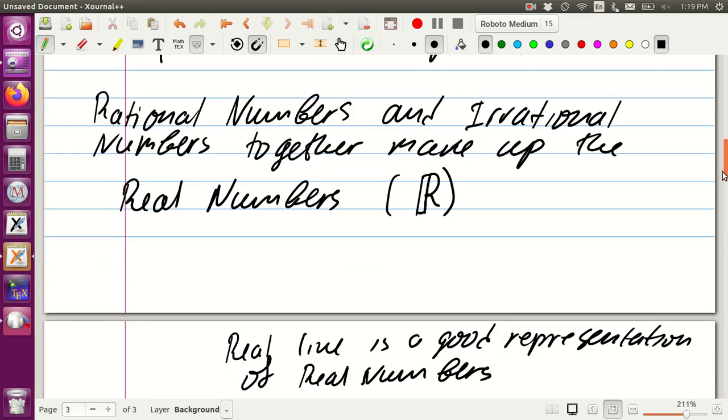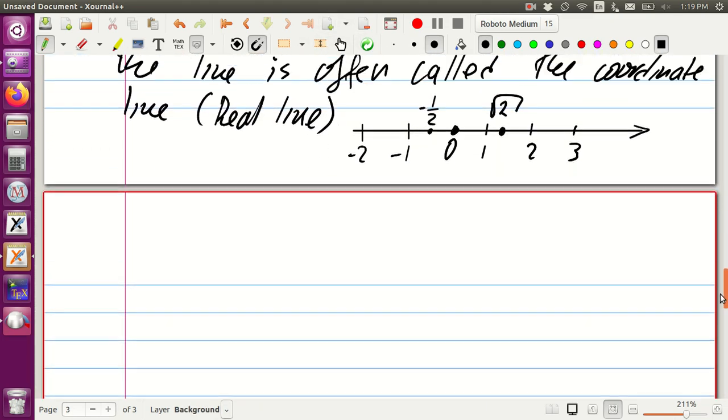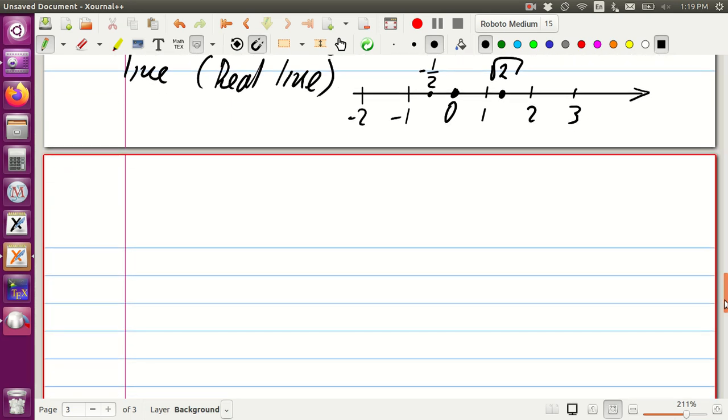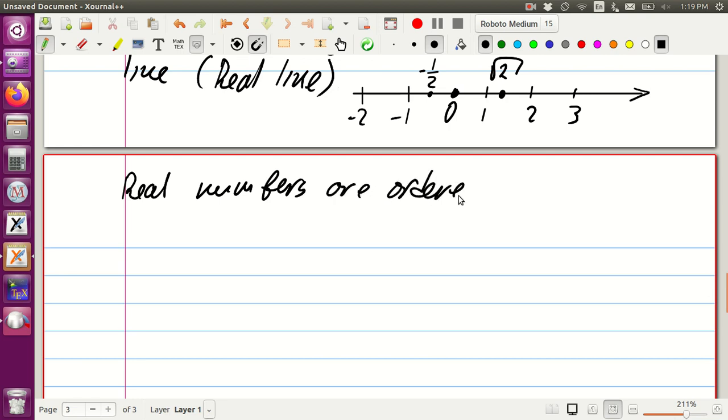What else should we say about this real line? Small rule, which is really important to us. Real numbers are ordered. And I have to notice that not all kind of numbers are ordered, like complex numbers are not ordered.